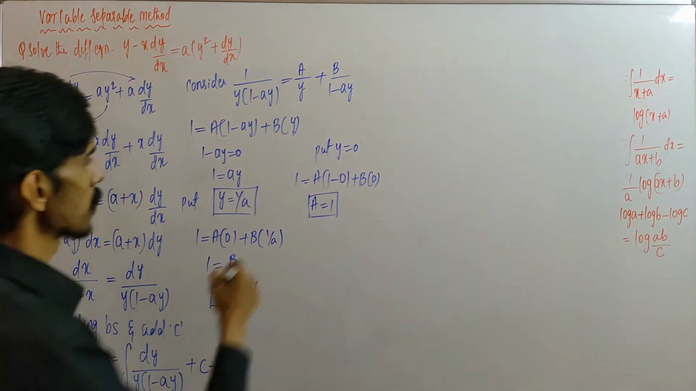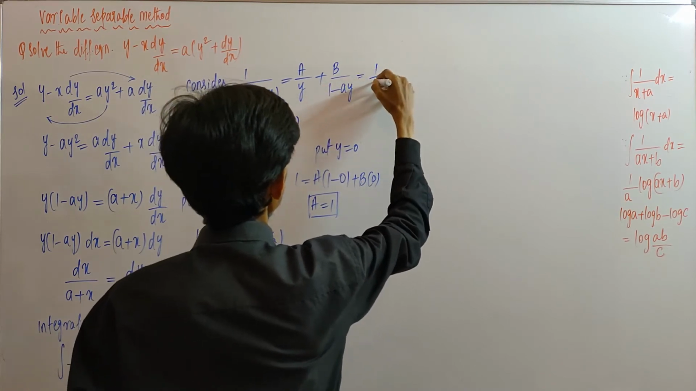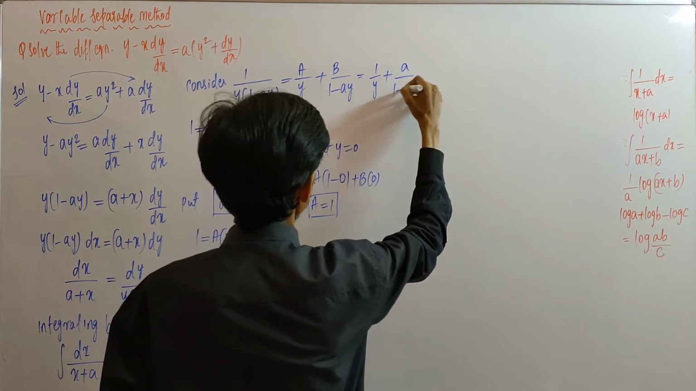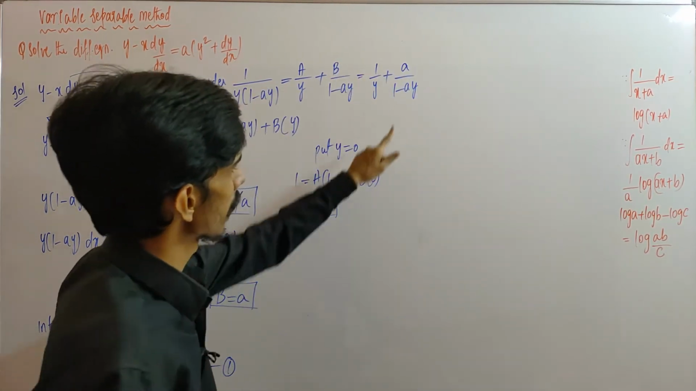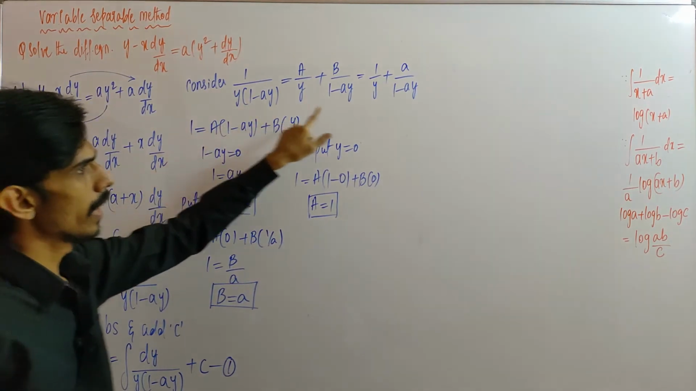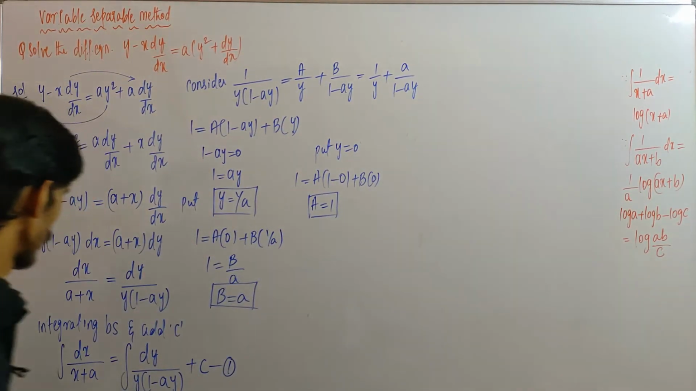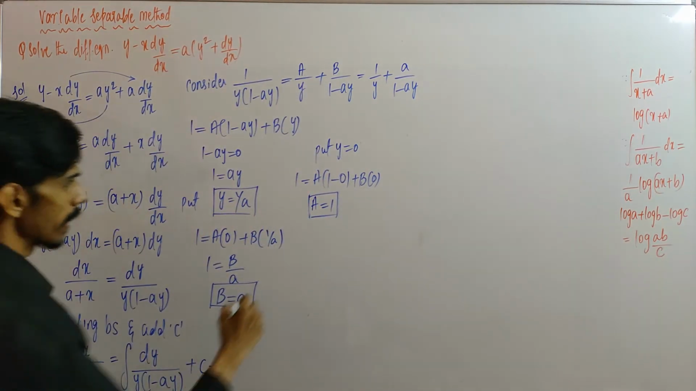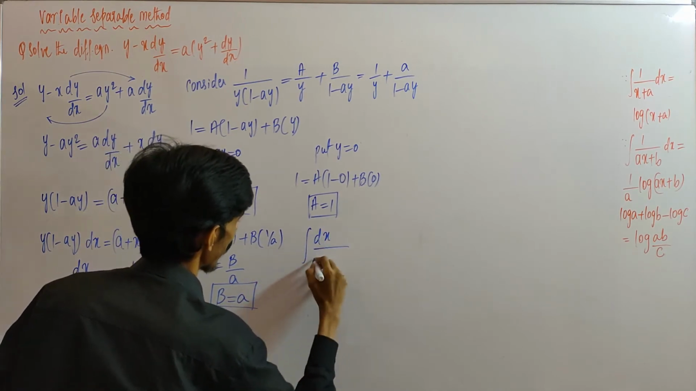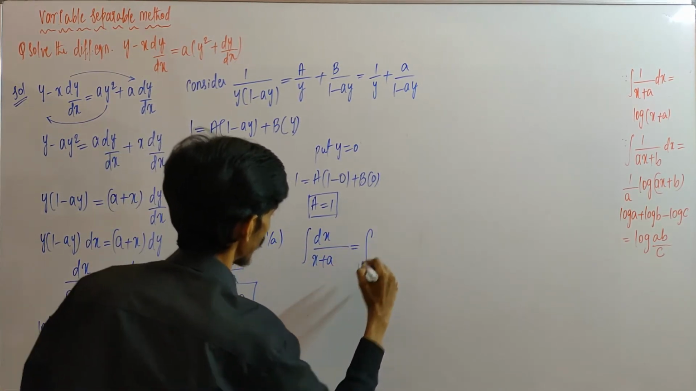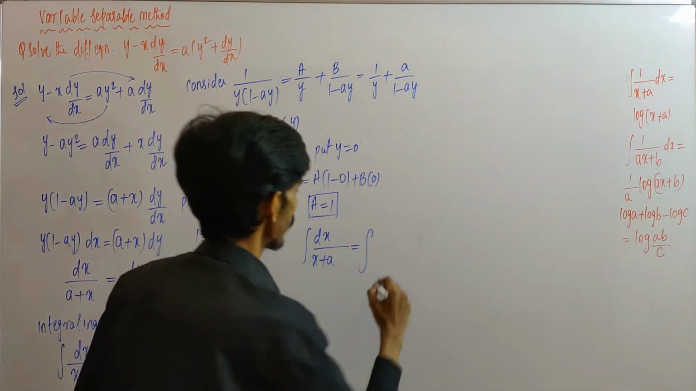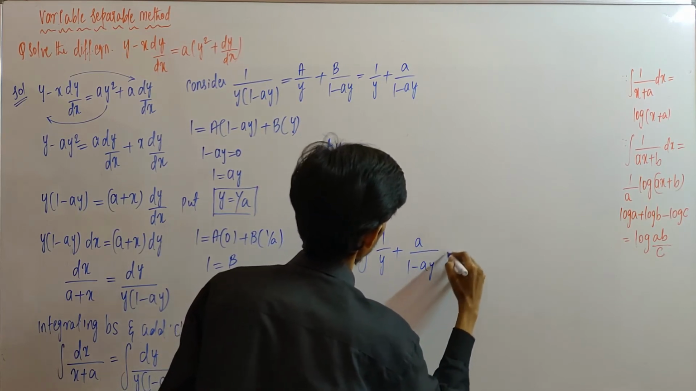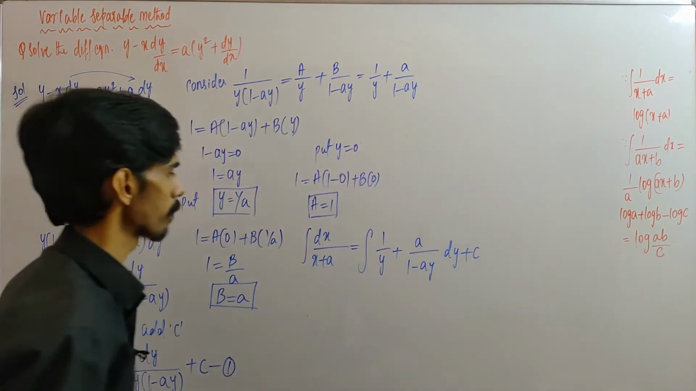So we got the two unknowns. So this will become 1 by y plus the B value, a by 1 minus a y. We have converted this product into a sum. Now substitute in equation 1. Here we have integration dx by x plus a is equal to integration, the value of this is 1 by y plus a by 1 minus a y, dy plus c.